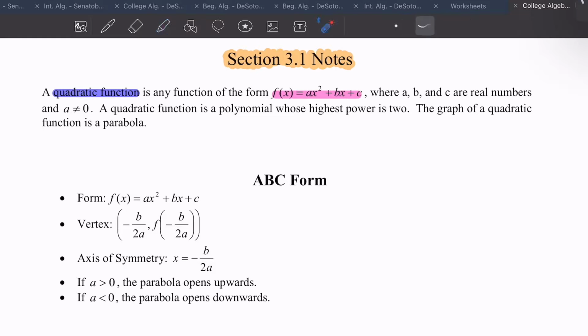So this should look familiar. This is standard form of a quadratic. A quadratic function is a polynomial whose highest power is 2, so the highest exponent you'll have is 2. And the graph of a quadratic function is called a parabola.